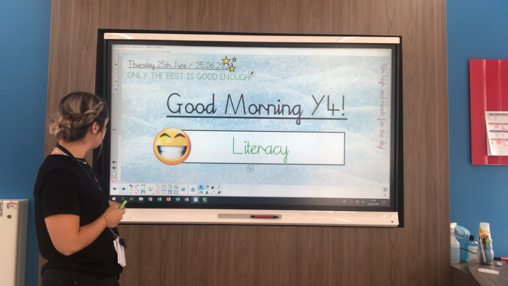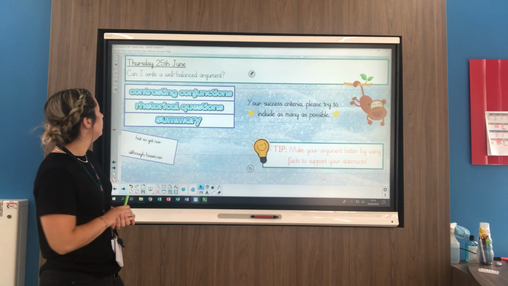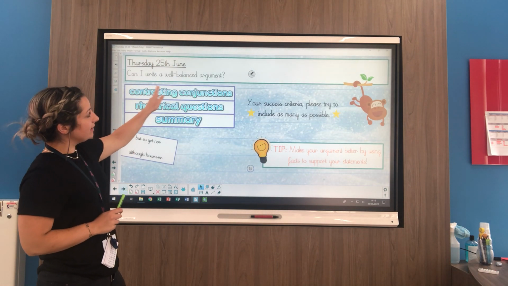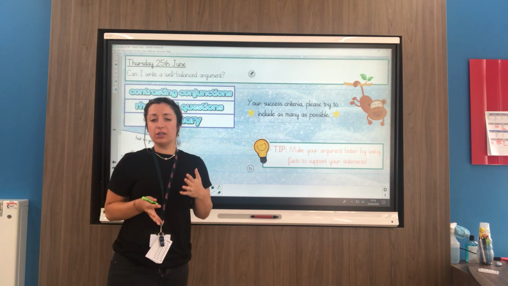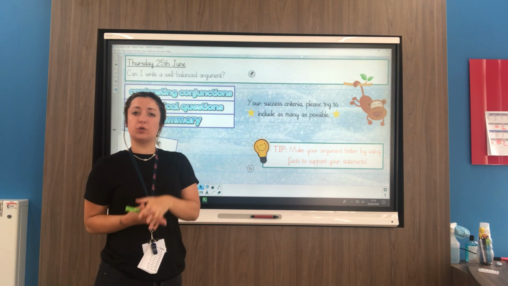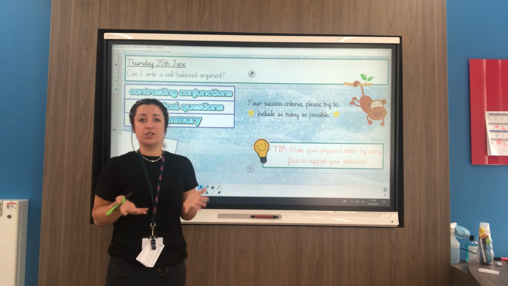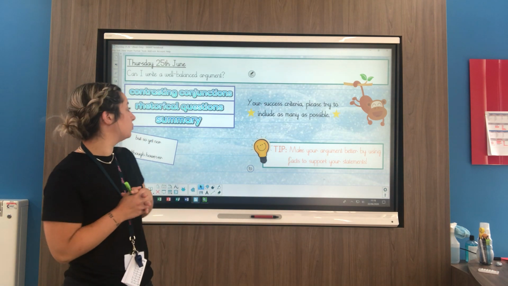Okay, let's have a look at what we're going to be writing about today. So, can I write a well-balanced argument? Your argument is going to be about whether animals should be kept in zoos or not. We've been working up towards this all week.